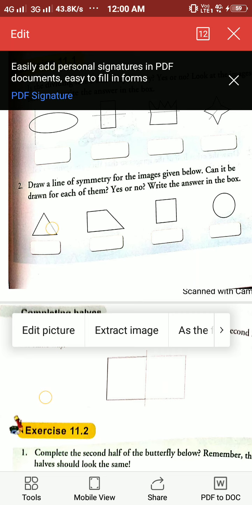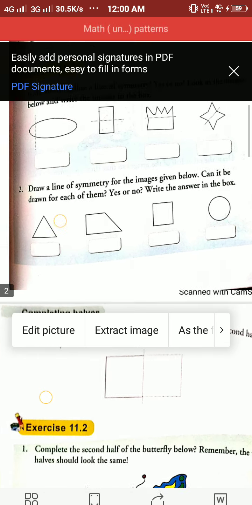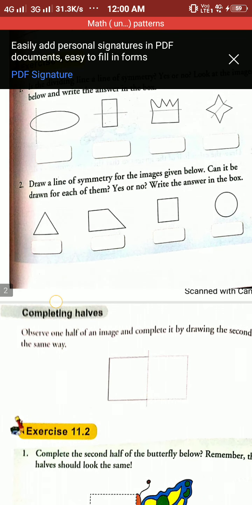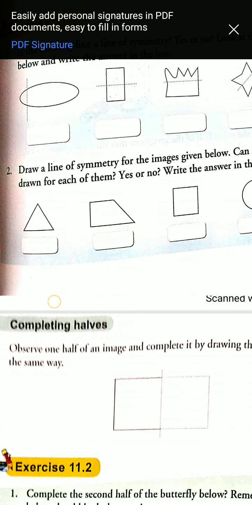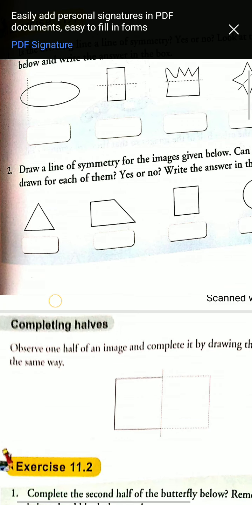See here, this one is a triangle. If we draw a line inside like this, and like this, that means yes, we can draw a symmetry line here also. Let's see the next. How many corners are there? Four. But if we draw a line here, it is not possible. If we draw in the center, not possible. Mirror image. That means you have to write no. You have to write no.